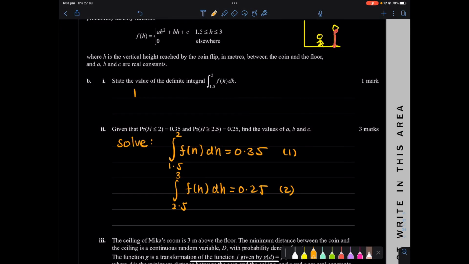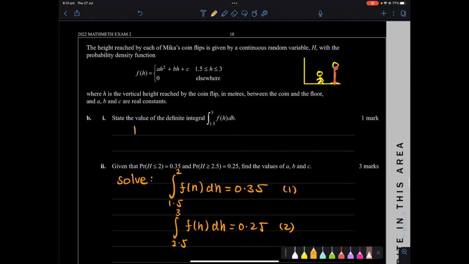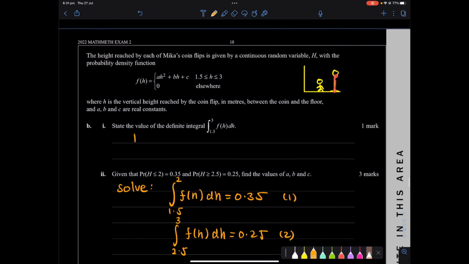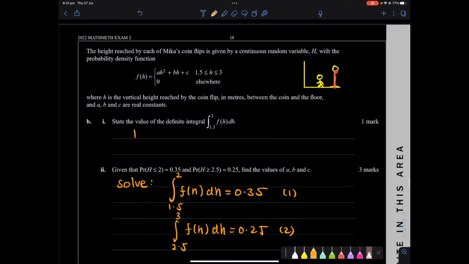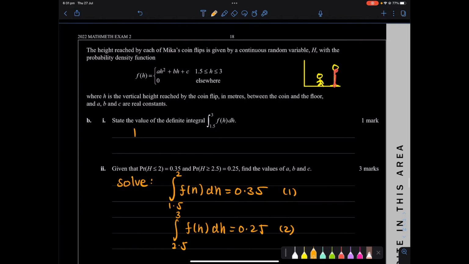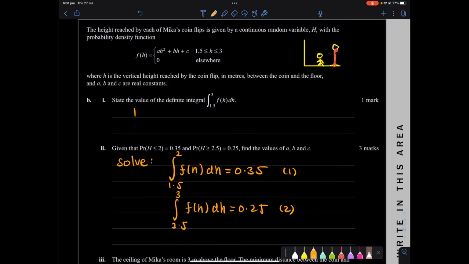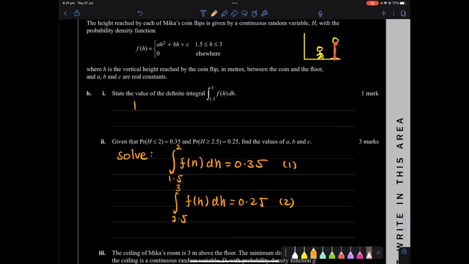What else? We need more. Okay, what can we do? We need 3 equations to get the 3 values, a, b, and c, where h is the vertical height reached. Okay.